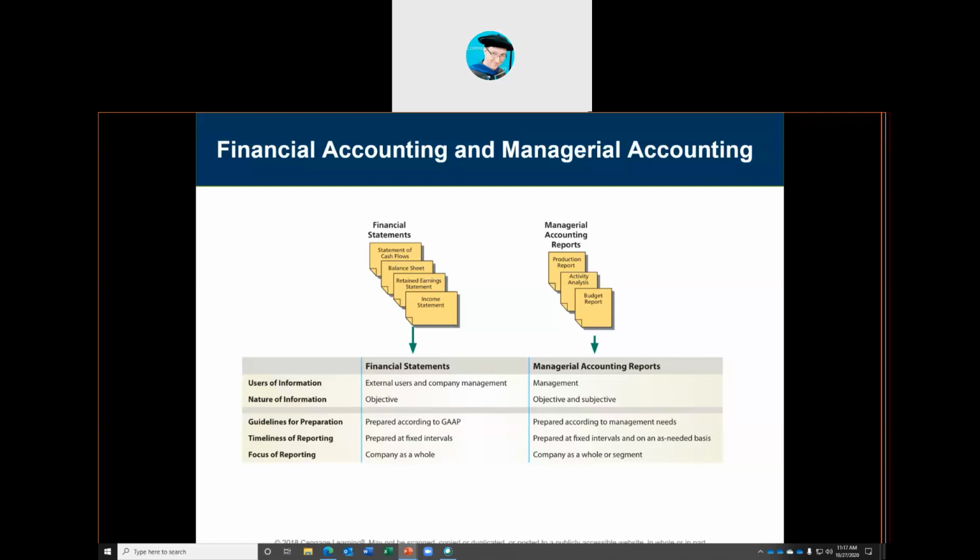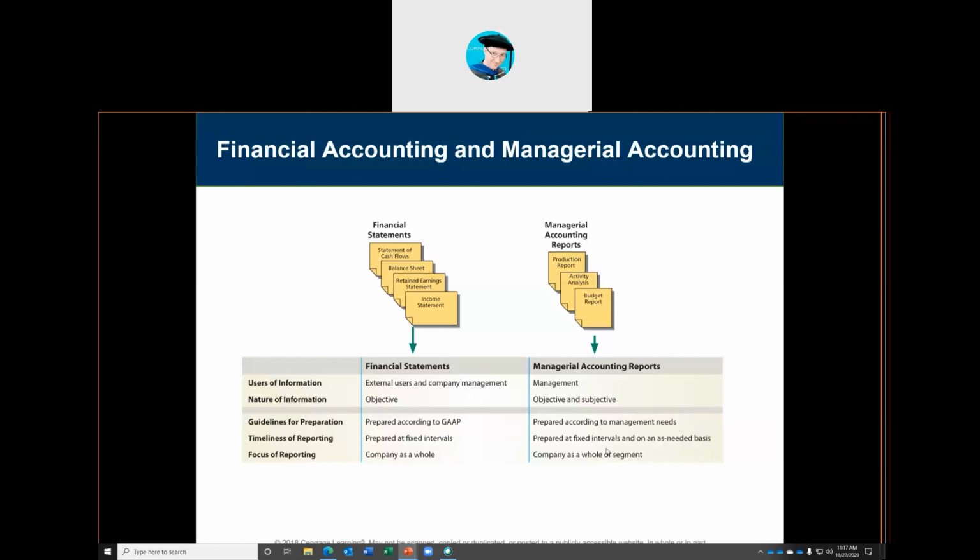They're both objective and subjective. They're prepared according to what managers need. They're prepared on a fixed and as-needed basis. And they focus on the company as a whole or by departments, also known as segments. So that's the primary difference between financial and managerial.